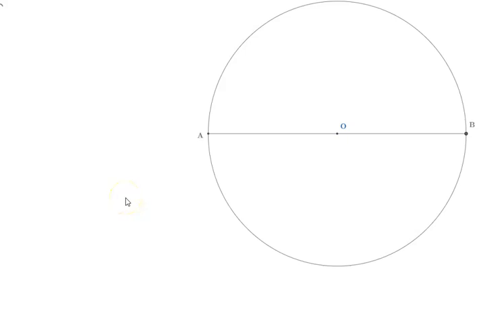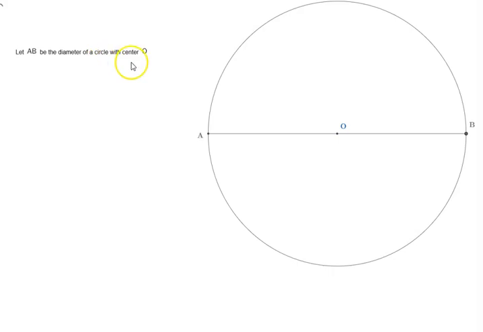Let us look at proposition number 3 of the works of Archimedes, specifically from Measurement of a Circle. The proposition says the ratio of the circumference of any circle to its diameter is less than 3 plus 1 by 7, but greater than 3 plus 10 by 71. So there are two parts to the proposition. Let's take it one by one.